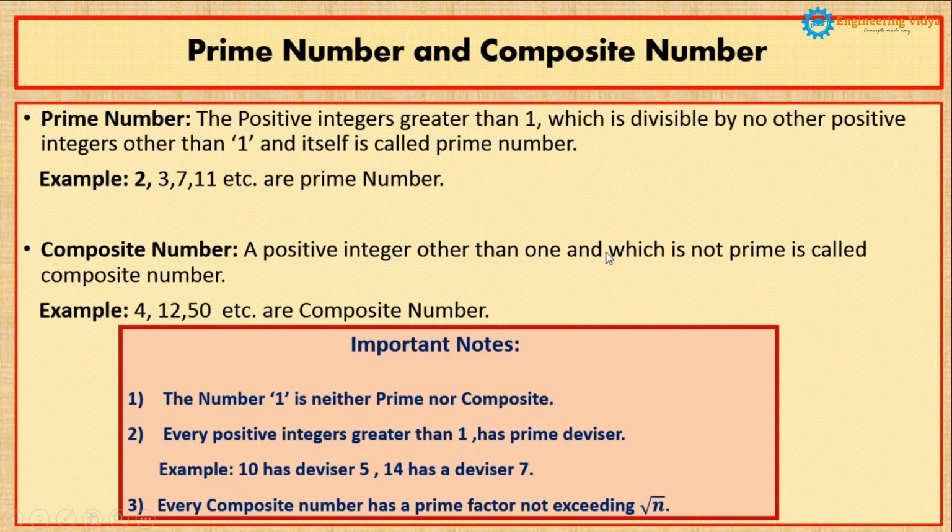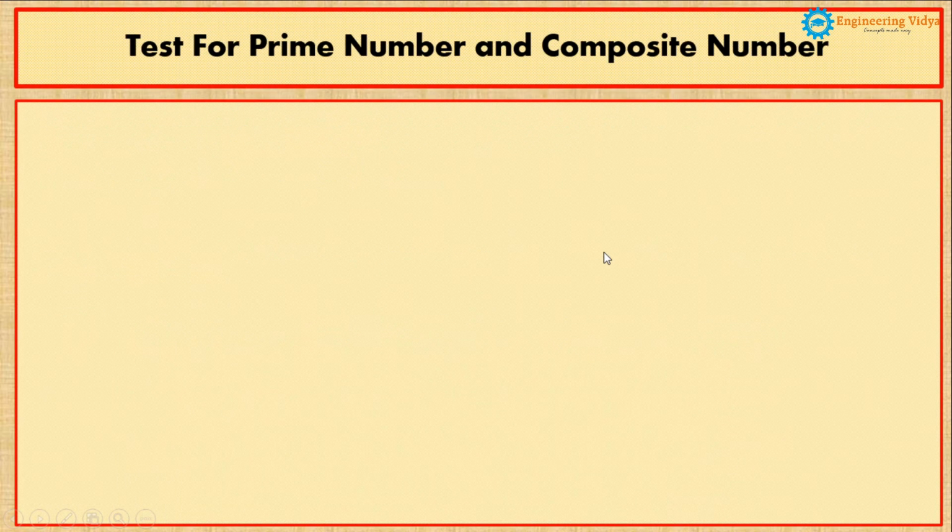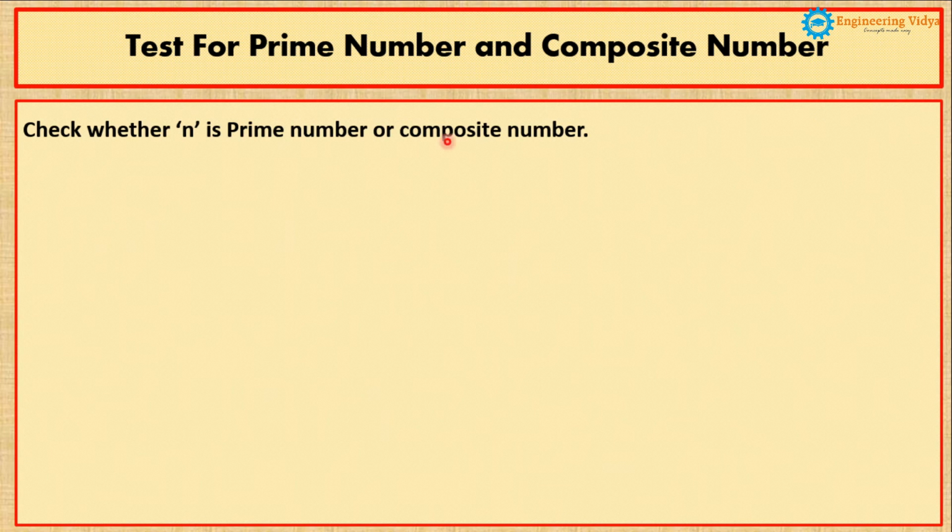So after completion of prime numbers and composite numbers, now I'll start with a new topic. Here we're going to see how to test whether a given number is a prime number or a composite number. Suppose n is any number, right? And we want to test whether n is prime or composite. So how will we test it? Now I'll show the procedure.